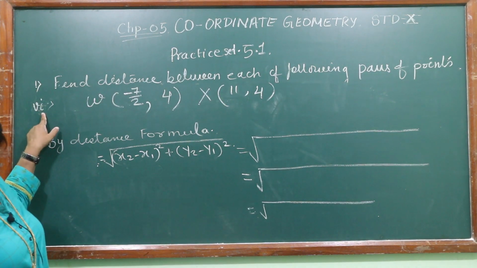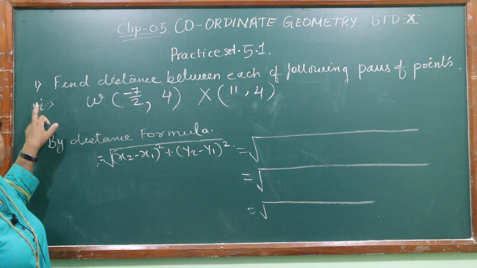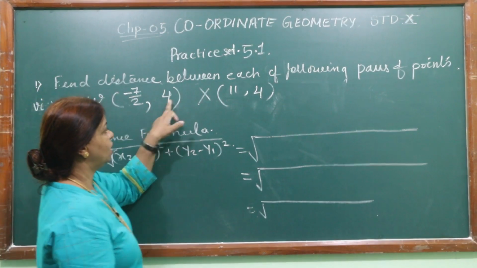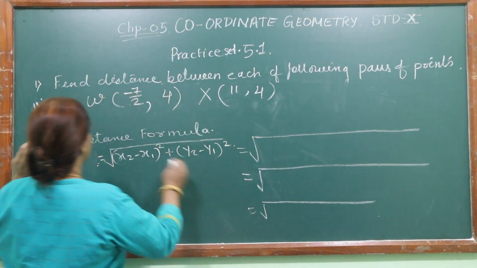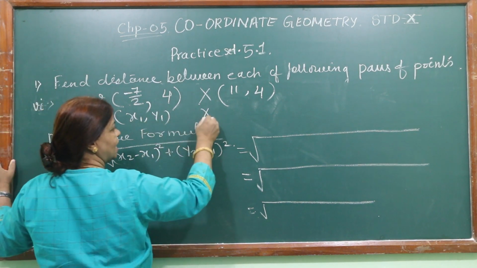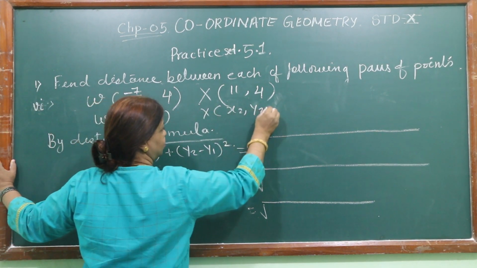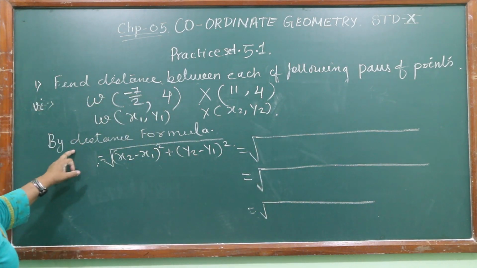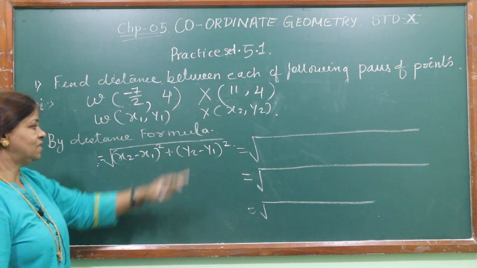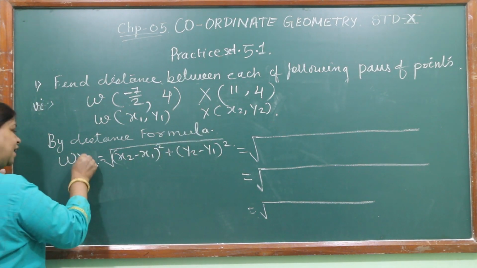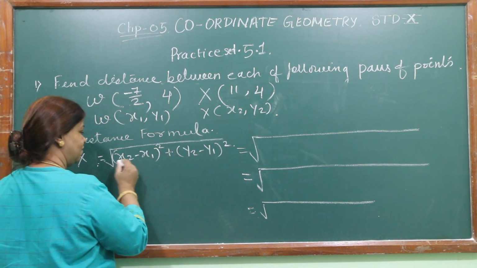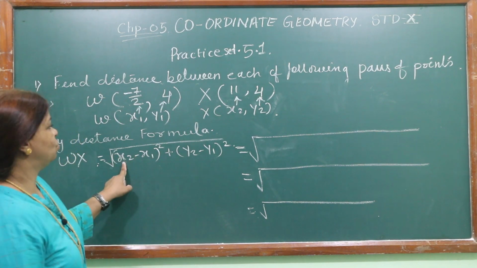Last question, question number 6 of question number 1. W is minus 7 upon 2, 4 and X is 11, 4. So assume W as x1, y1 and X as x2, y2. So, by distance formula, children, we want to find out the distance between W and X, that is WX. So, WX is equal to under the root x2 minus x1 the whole square plus y2 minus y1 the whole square. So, x2 is what?